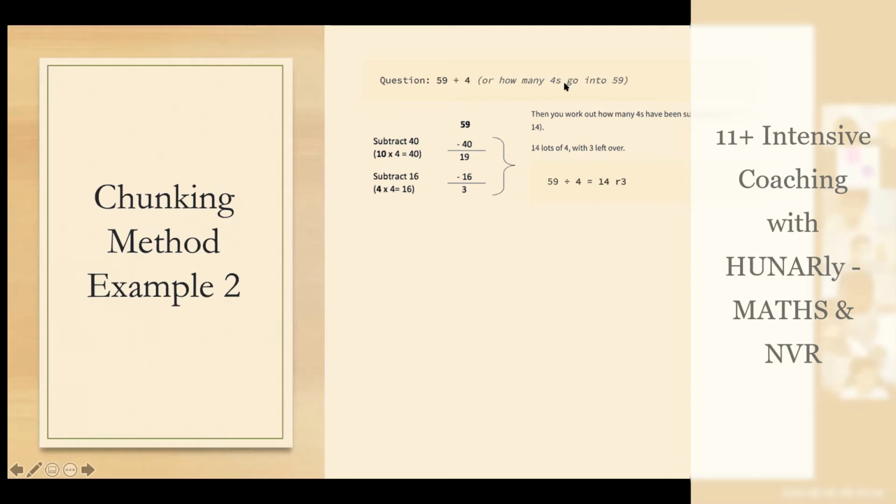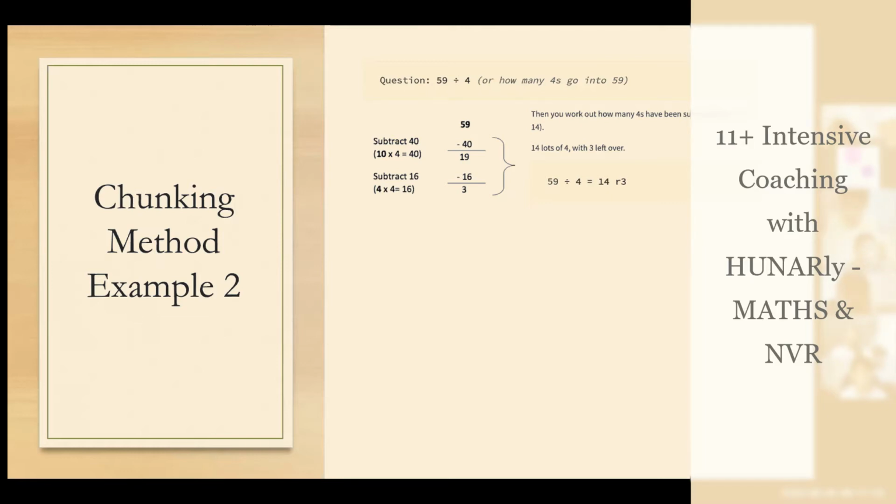How many 4s go into 59? Now the way that we think about it is exactly the same. But this time, can you see what they've done here? They've done 10 times 4 is equal to 40. Who can tell me why they've done that? Akshara, can you tell me? Because the first step is do 10 times 4 because it actually fits in there. So it's the first thing you can think about when you see this type of calculation.